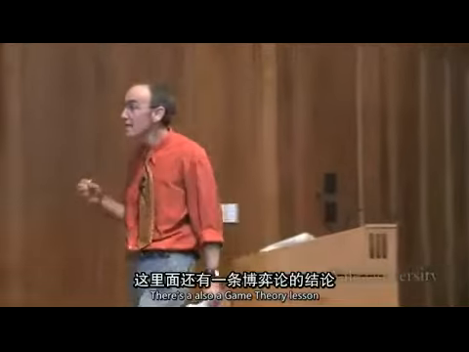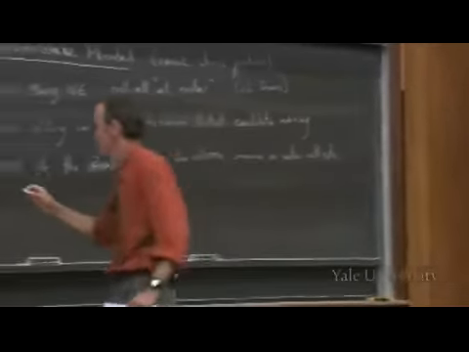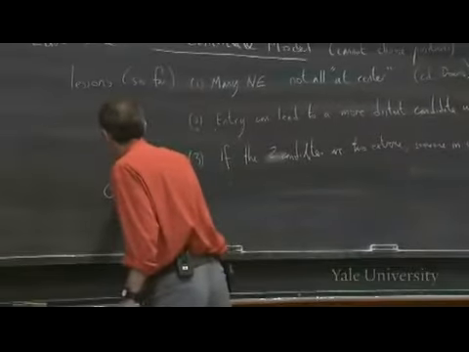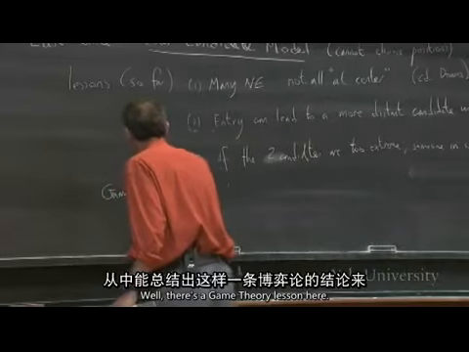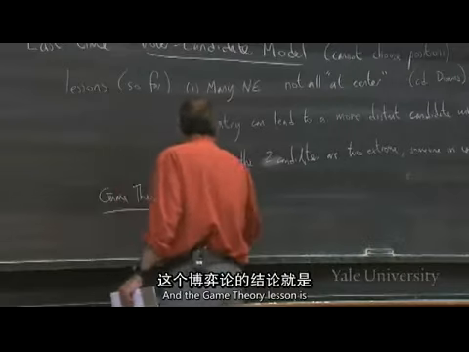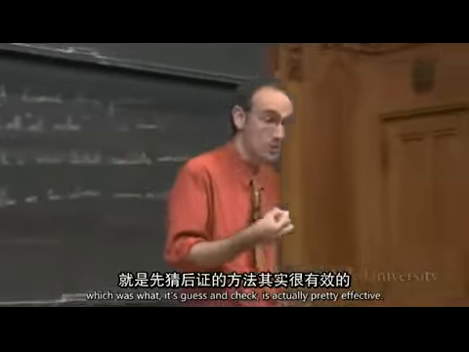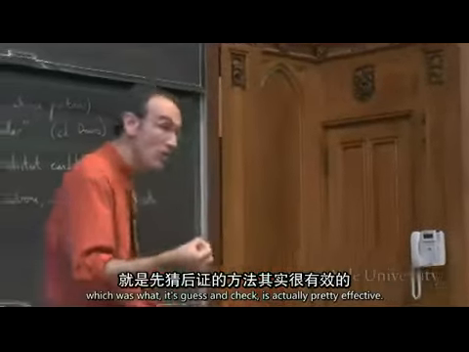Okay. There's also a game theory lesson that I want to keep in mind here. The game theory lesson is that our method of finding equilibrium in this model, which was what? It was guess and check, is actually pretty effective.